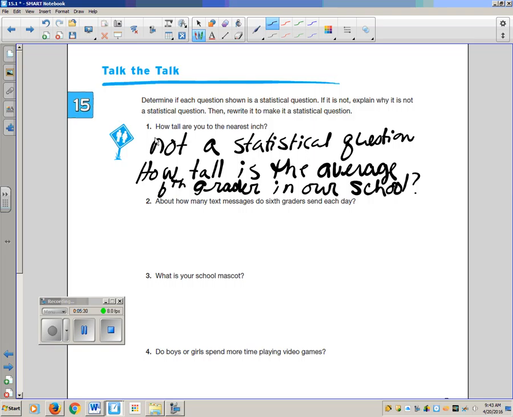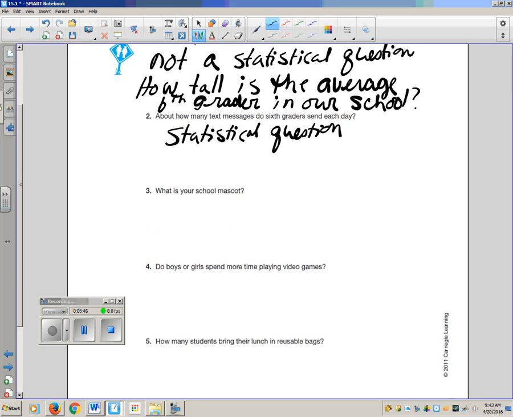About how many text messages do sixth graders send each day? That is a statistical question. You'd have to perform a survey, go find the answer. Might be a good one to find out. What is our school mascot? Not statistical. It's a tiger. Done.